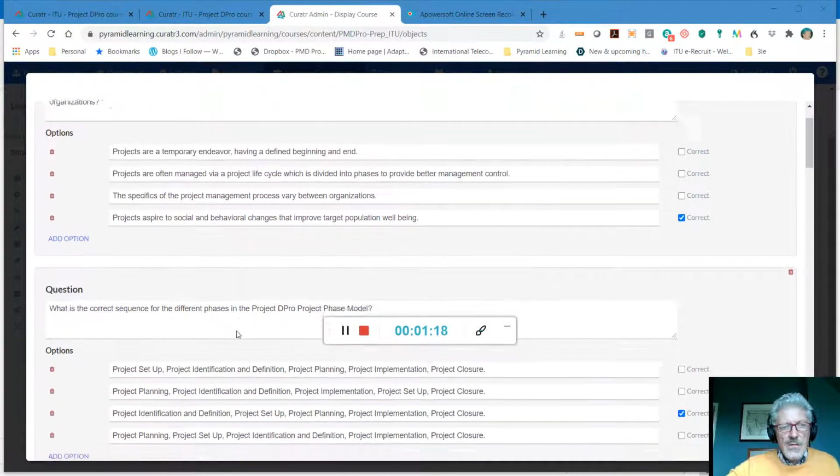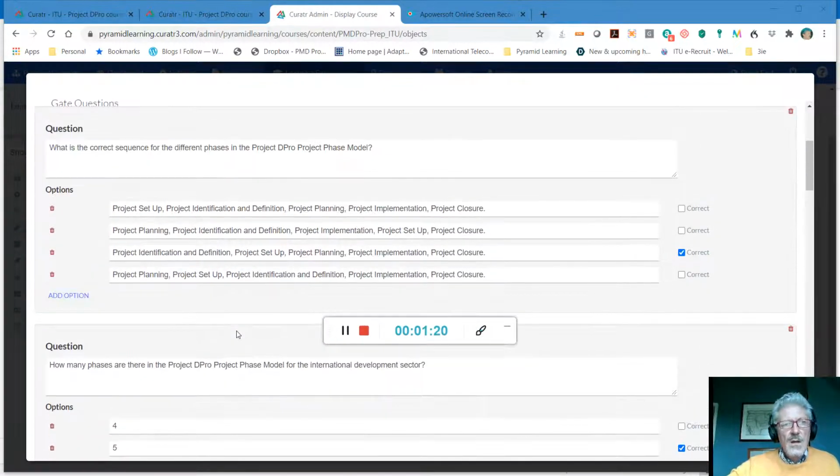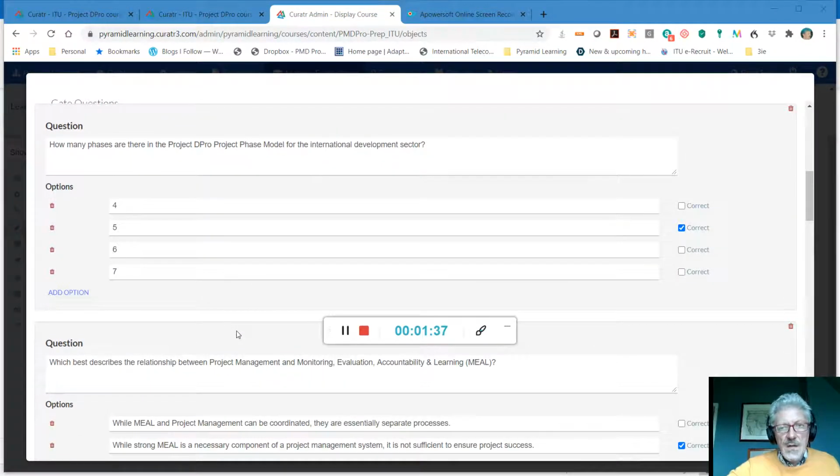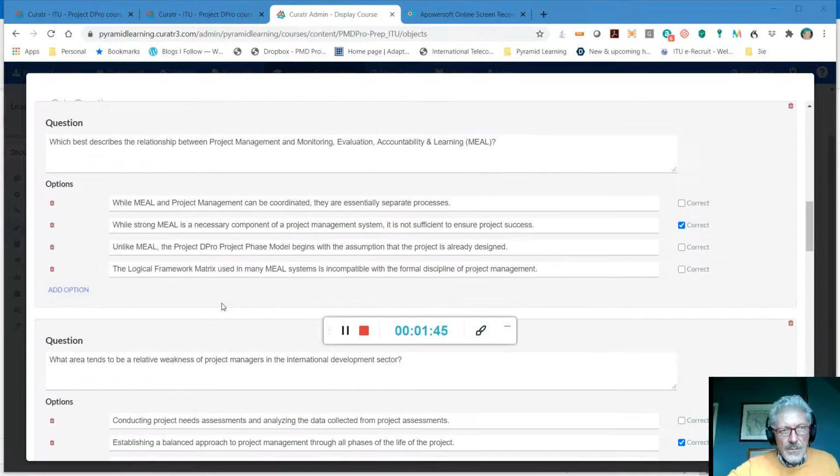Okay, let's keep going. The next one is, what's the correct sequence? Now, this is one of those you know it or you don't. So the correct answer here is C, identification and definition, setup, planning, implementation, and closure. The next one, how many phases are there? 5 phases. Again, you see the model in the guide in the course, and that should be clear, hopefully. Now, the next one, it's a little trickier.